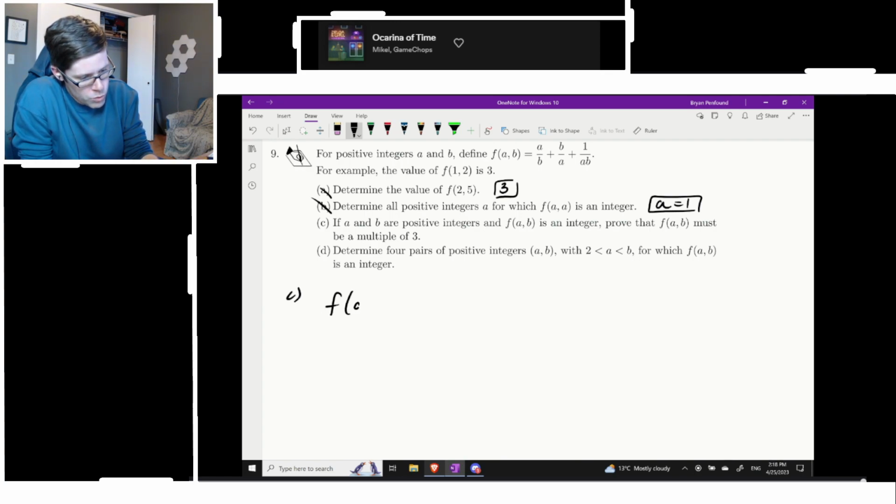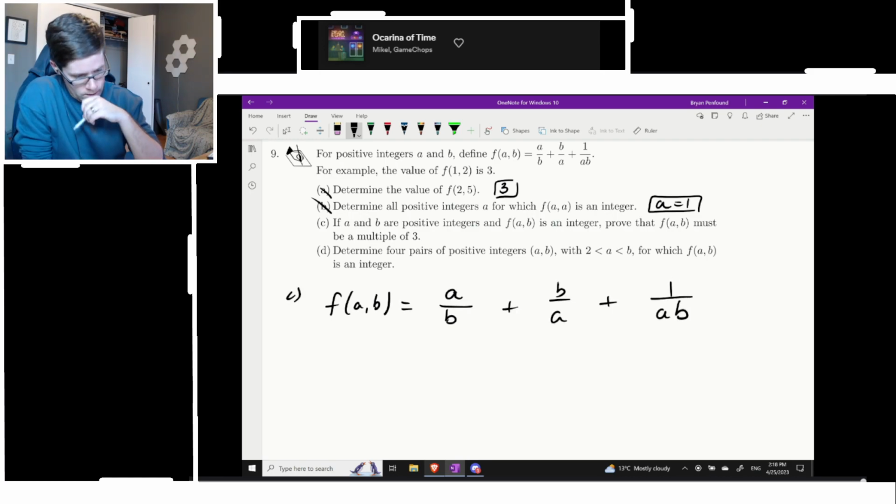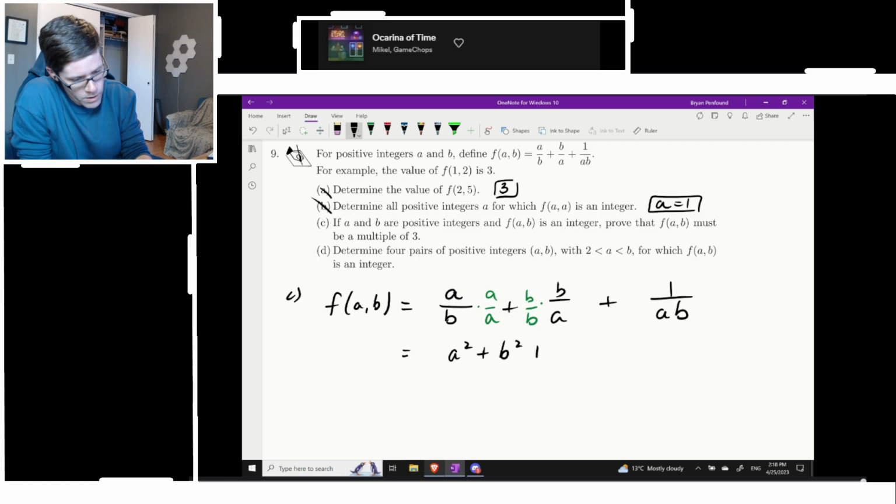And I think we can probably do it using, I think Loyms had suggested, finding a common denominator of ab, right? So we have this plus this plus this. And if we do this and this, we can probably convince ourselves that we get a squared plus b squared plus 1 over ab.